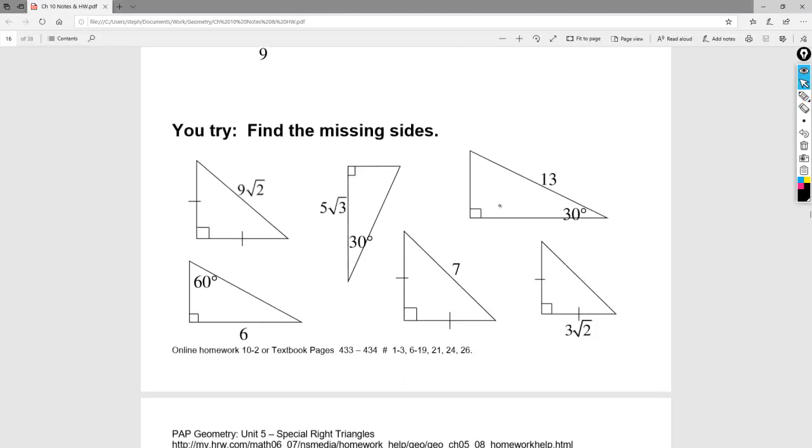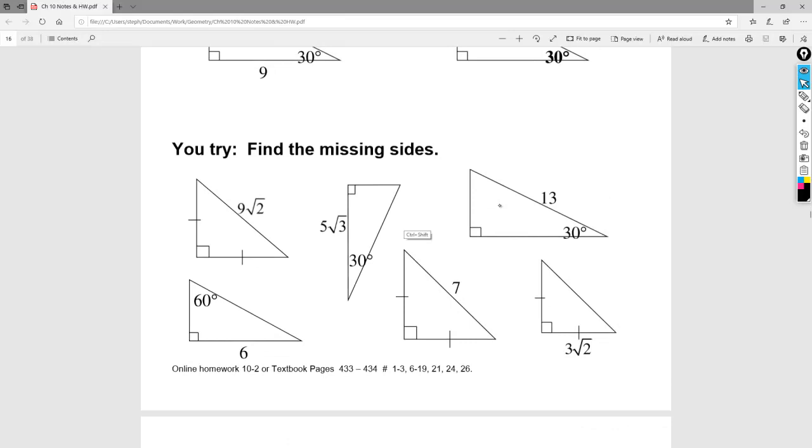Alright, so let's put it all together, just as some last practice before you move on to your worksheet. Again, you can ignore this. This is not your homework.